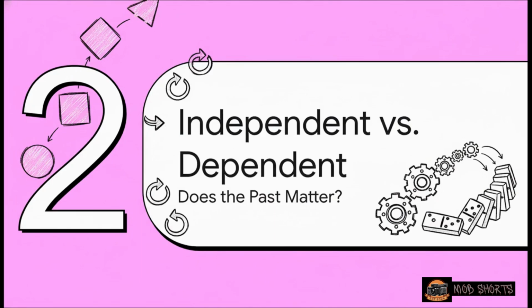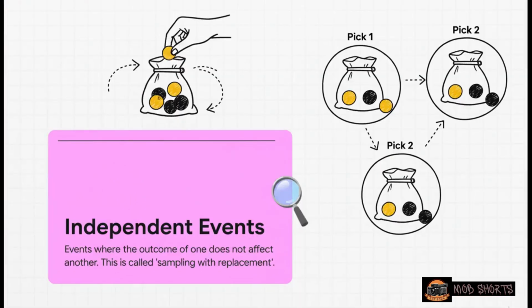Okay, so that's how we count possibilities. But what happens when one of your choices actually affects the next one? This question is absolutely crucial, and it basically splits the entire world of probability into 2 major categories that we really need to get our heads around. Let's start with what we call independent events.